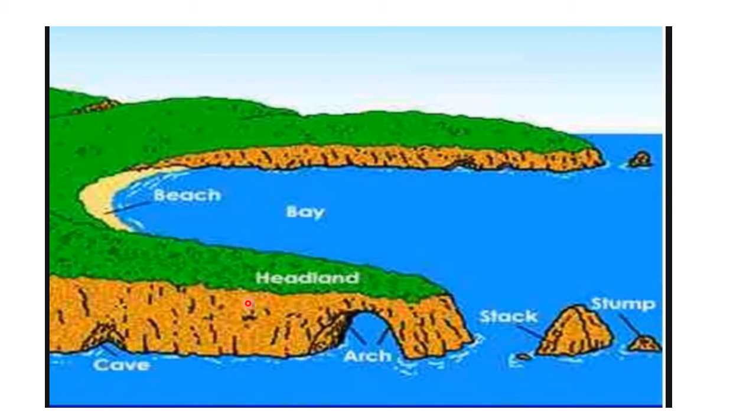And even the sea waves want to get into the land, so they erode all the rocks there, especially the soft rocks, and get into the land. When it gets into the land, it is called a bay. And these are all erosional activities.